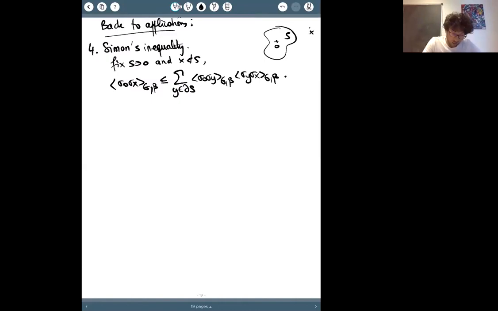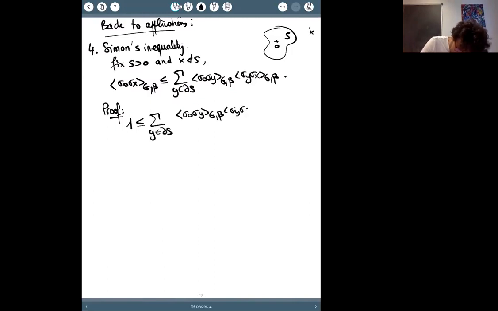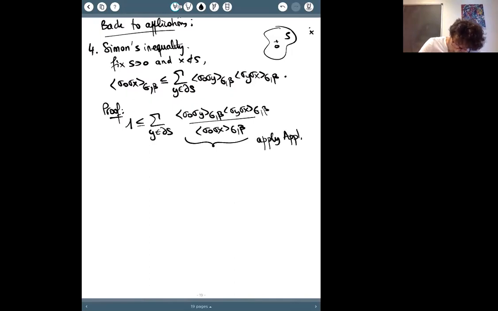So let's try to understand this. Okay? So, proof of this inequality. By the way, I will use only a small number of these applications tomorrow, but I really think this deserves a class anyway. It's very good for culture. So how will we do that? Let's write the right-hand side like that: we want to show that one is smaller or equal to the sum for y belonging to the boundary of S of ⟨σ_0 σ_y⟩_β ⟨σ_y σ_x⟩_β divided by ⟨σ_0 σ_x⟩_β. Okay, let's write it like that. And now let's apply the application. It was maybe three.